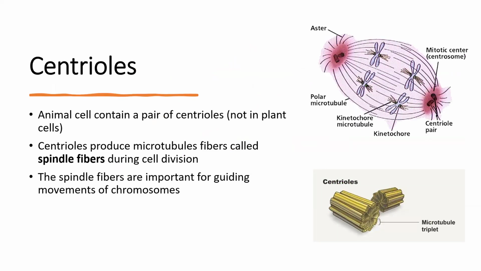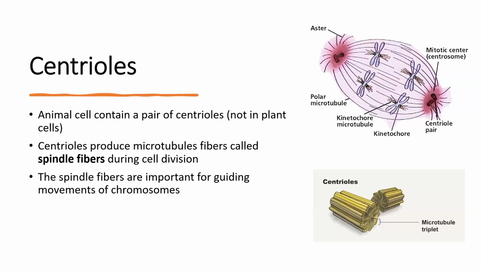We will do the centrioles though. Centrioles is another organelle. They are found in animals, but not plant cells. Their job is to produce a special kind of fibers. They are called spindle fibers. We'll learn more about them later in the course. For now, it's enough to know these spindle fibers will help guide the movements of chromosomes.